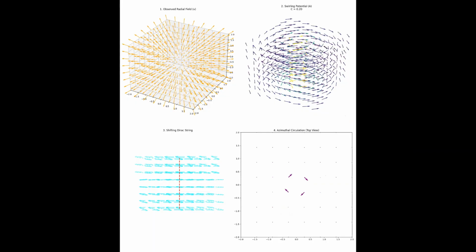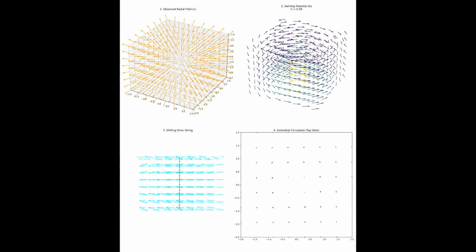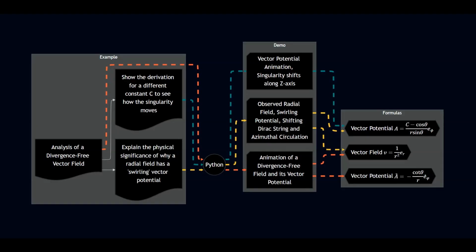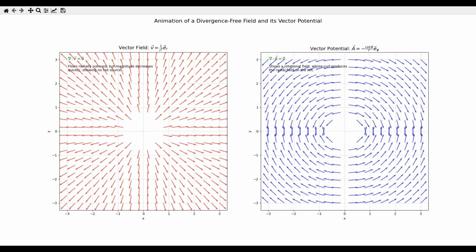Interactive demos and examples. The breathing flow and the swirl. In the first demonstration, we see side-by-side views of the two fields. The radial field's arrows pulse to visually confirm that its flow is balanced. Beside it, the potential field is shown as a purely rotating swirl. This highlights that the twisting motion of the potential is what generates the outward radial flow.